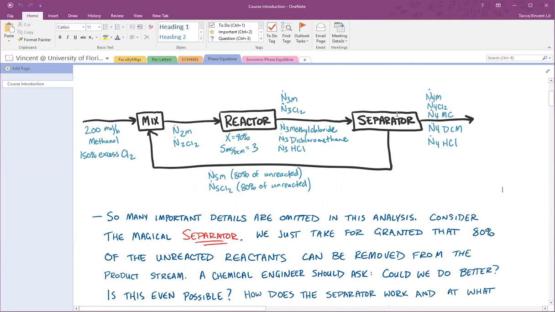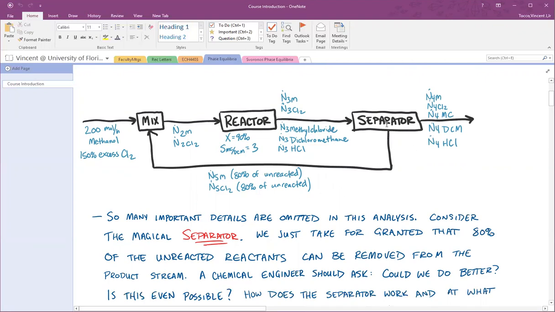But I want to call your attention to this separator. And it's really a magical kind of black box, and we don't really consider in MEB the logistics of how this happens. Think about how difficult this may be. You know, a chemical mixture is not very easily discernible as a mixture, and even harder to separate. So what is the mechanics behind how this separator just pulls out 80% of the unreacted reactants without pulling out any of the products?